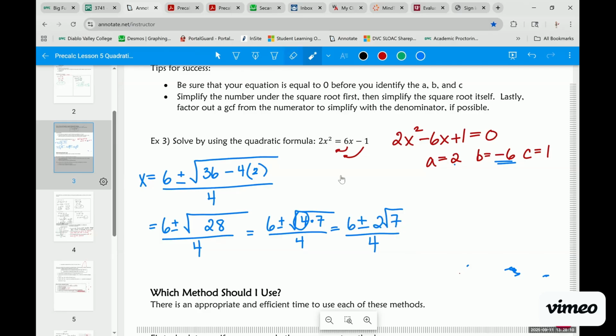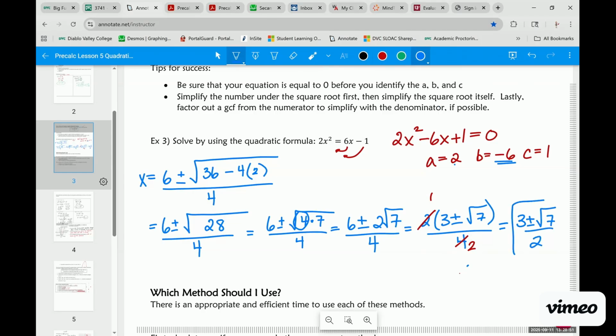I'm going to factor out what's common there, which would be a 2. So if I pull the 2 out of the top, now I have 3 plus or minus the square root of 7 left inside. And now I can cancel the 2 and the 4. I can't cancel here or here because these are terms, they're being added together. And you can't cancel things that are being added. But since this 2 is being multiplied by this other thing, I can cancel it with the 4. So I'll divide those both by 2. And that leaves me with 3 plus or minus the square root of 7 over 2 as my final answer.